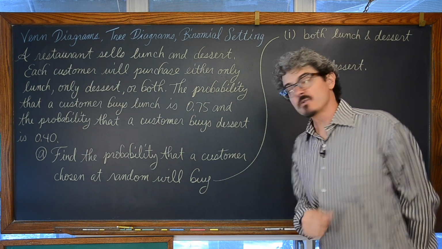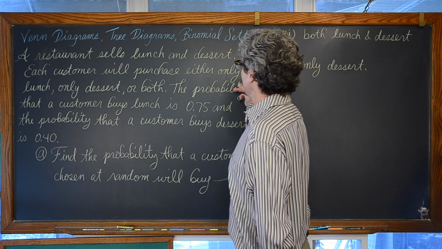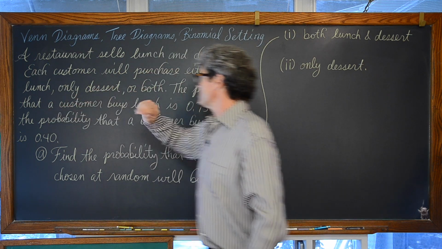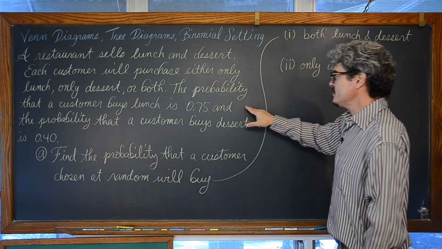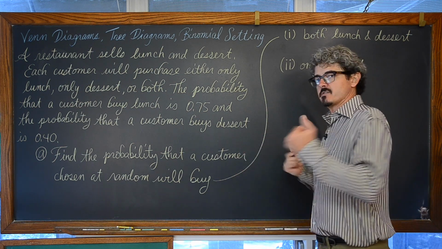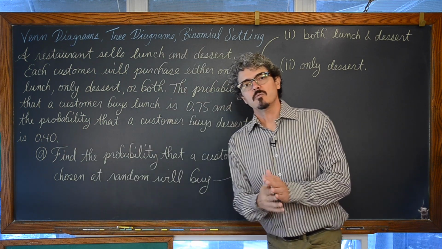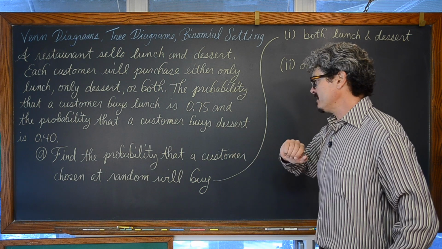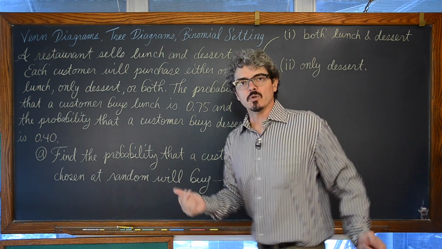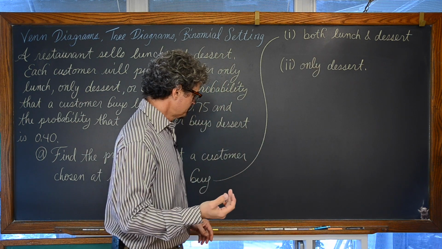Let's get started. A restaurant sells lunch and dessert. Each customer will purchase either only lunch, only dessert, or both. The probability that a customer buys lunch is 0.75, or basically 75%, and the probability that a customer buys dessert is 0.4. Find the probability that a customer chosen at random will buy both lunch and dessert.